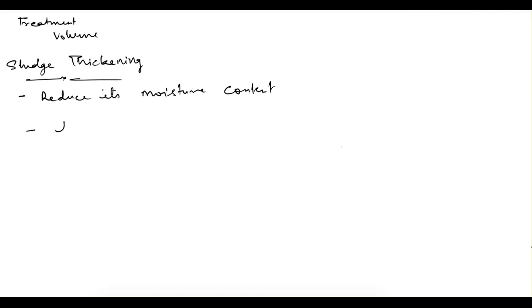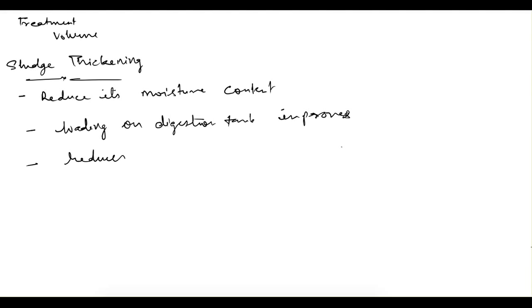The first one is sludge thickening. Thickening of the sludge simply means to reduce its moisture content. It is done to improve the loading on the digestion tank. More solids will be there because in that we want the digestion of those solids. And apart from that, it also reduces the transportation cost.